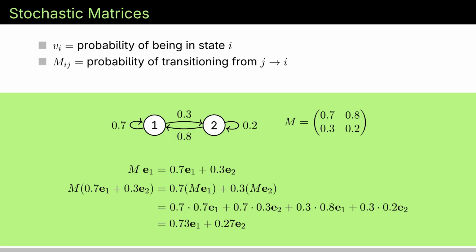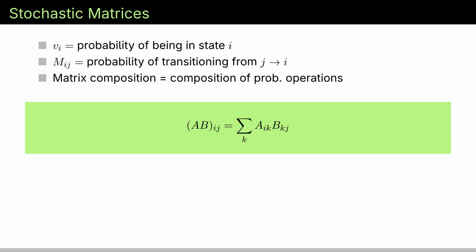state 1. And you can see why this works by looking closely at our linear algebra. This term here represents the probability of, if we start in state 1, staying in state 1. And we multiply it again by the chance of staying in state 1 again. And this term here represents the probability of going from state 1 to state 2, and then going from state 2 back to state 1. These are the two ways of going from state 1 to state 1 in 2 steps, and when we sum them, we get 73%. So in this situation, matrix composition corresponds to composing probabilistic operations.